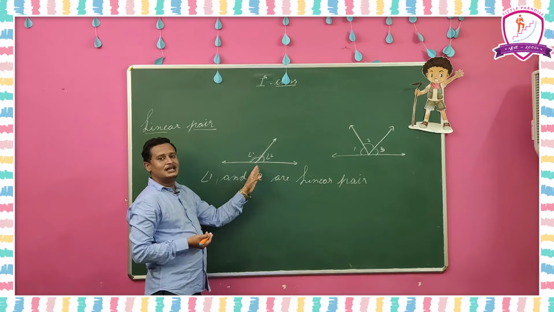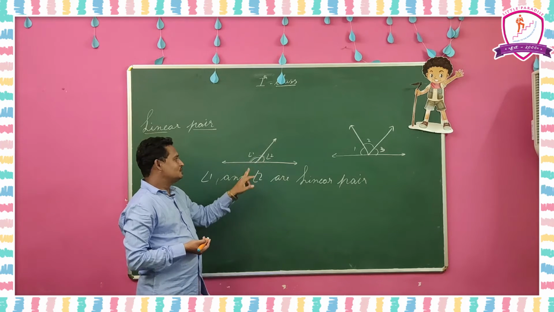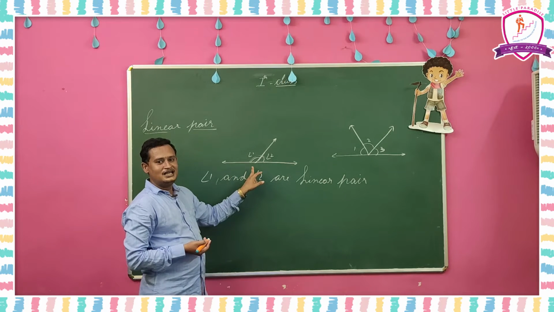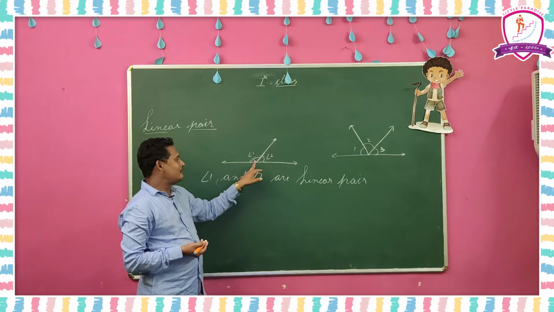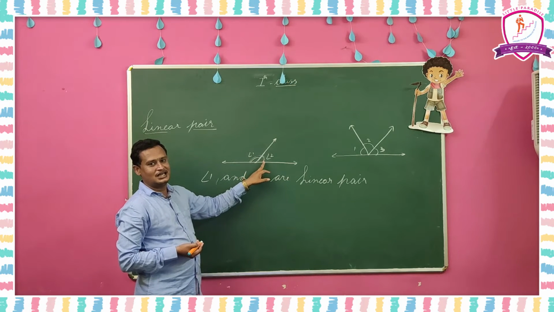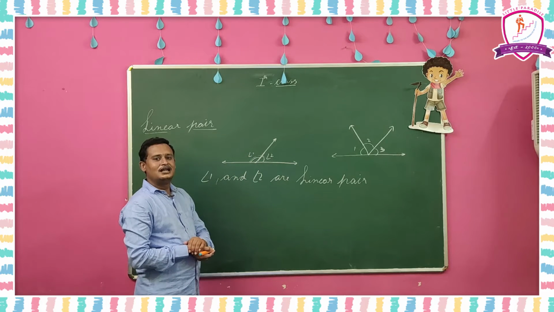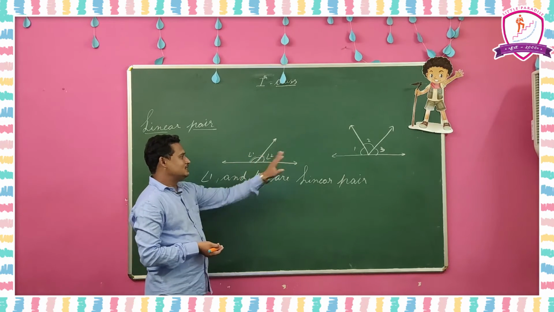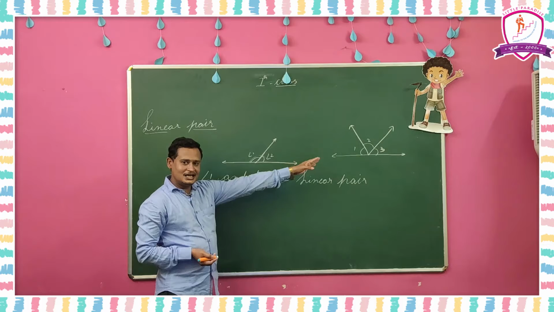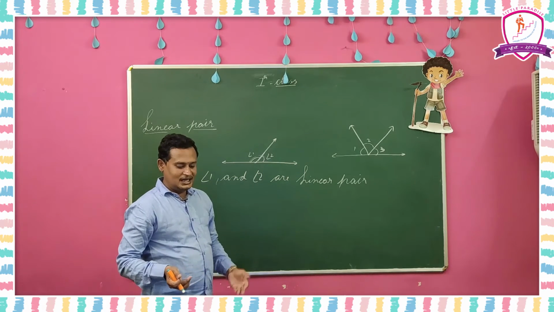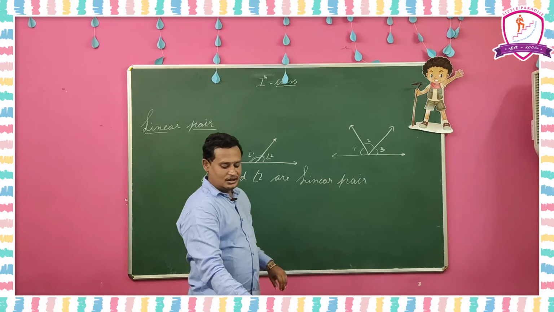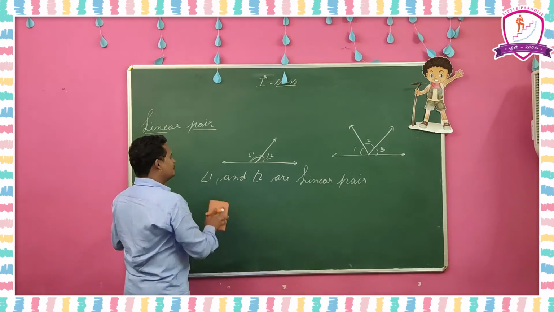But here it is a linear pair of angles. Here 2 angles are adjacent as well as at the common vertex. These 2 angles have the common vertex and are adjacent angles, so we can call this a linear pair of angles. This is the difference between linear angles and linear pair of angles. Okay. After linear pair of angles, we are going to discuss vertically opposite angles.